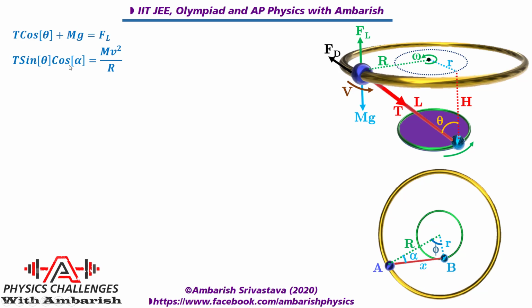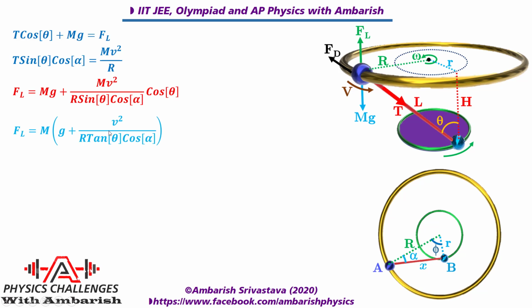Now we can substitute T from the second equation into the first equation to find the value of the lift force. You eliminate T from these two equations, and this is what you get: mg plus mv square by r, with sin theta cos alpha coming over here, and cos theta from the first equation comes as it is, and there's an mg from the first equation. So this is what you get as the lift force. You can simplify it a little bit, because there's a sin theta and a cos theta, so you can write a tan theta at the bottom. This is the simplified expression for the lift force.